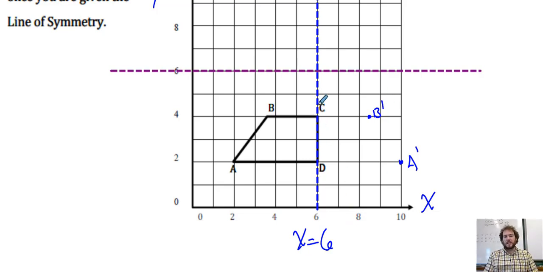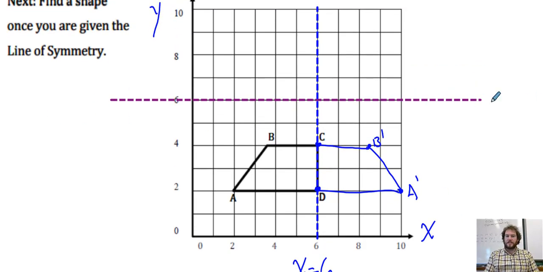Now what you'll notice is that C and D are actually both right on my axis of symmetry, so they are 0 distance away, so its reflection will also be 0 distance away. So now if I connect my points here, I have my reflected image. Okay? And then I could do the same thing on this axis of symmetry as well.